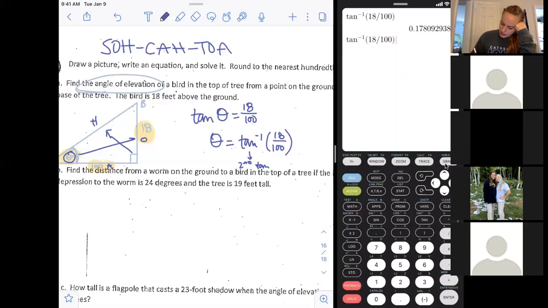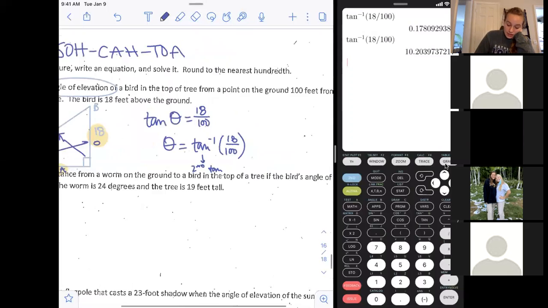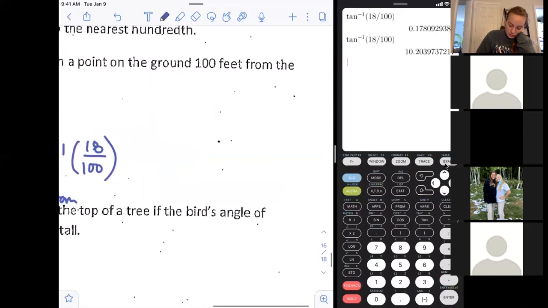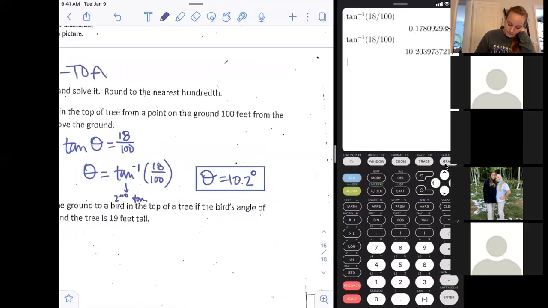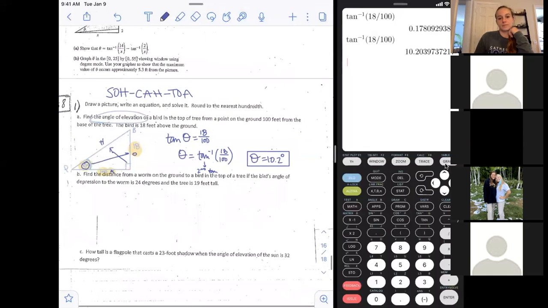Second tangent, 18 divided by 100. Okay, perfect. 10 is kind of a weird number, but it's not as weird as a decimal. So we could have an angle of elevation that's only 10 degrees. That's okay. So I'm going to say theta is equal to 10.2. The hundredths place would be 0. That's redundant. I'm not going to write 0 down. Questions, thoughts, comments on that first one? Angle of elevation, 10 degrees.